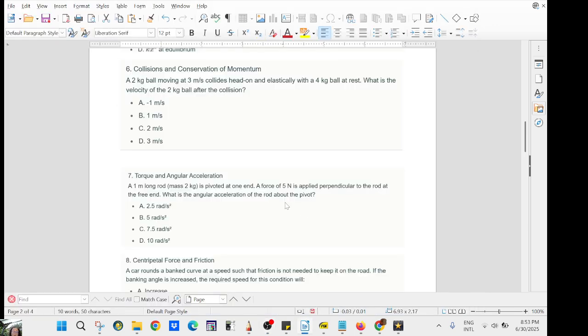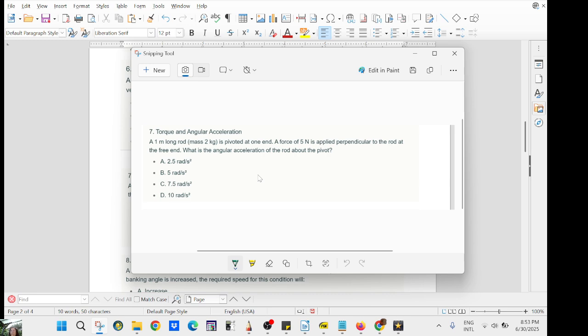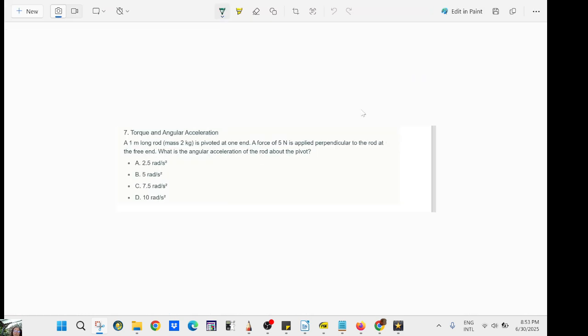So the next one, you are not supposed to know. You don't have to memorize the angular inertia or the moment of inertia, right? It will be given to you. In this one it's not given to you, but you're not supposed to memorize them.